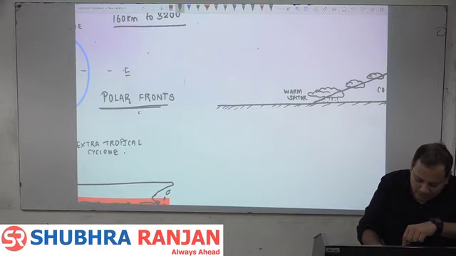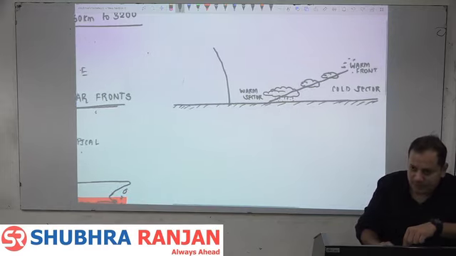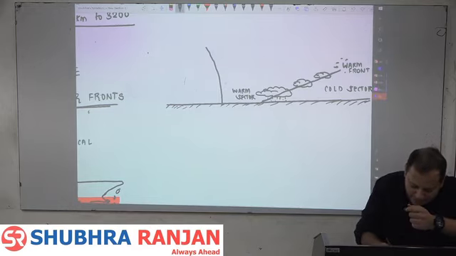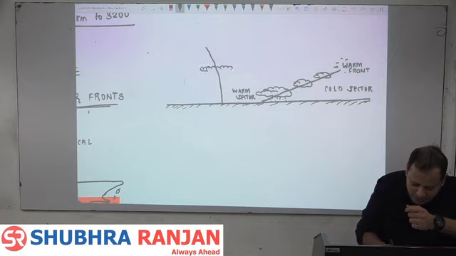There will be a cold front, whose height will obviously be greater than the warm front. Why? Because it is convectional in nature. And here which cloud will there be? Cumulonimbus cloud. And it will give very heavy rainfall along with lightning and thunder. And after that there will again be a cold sector.